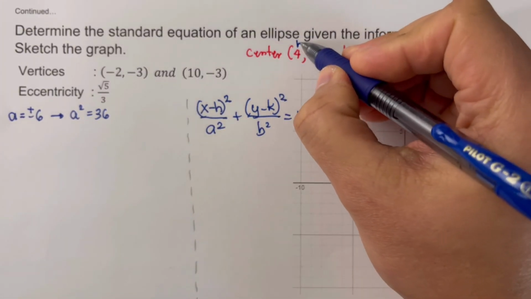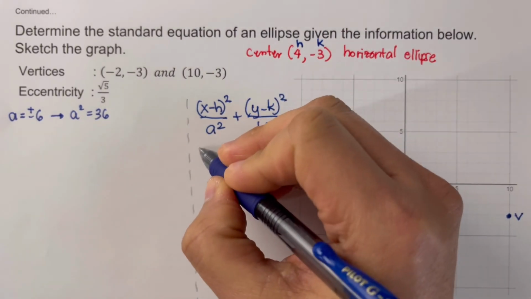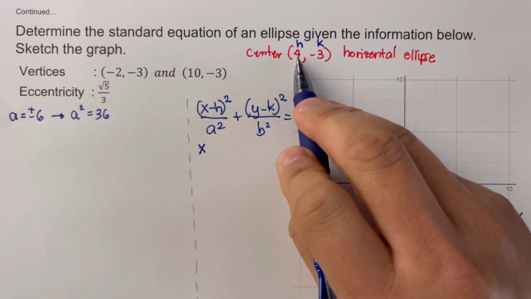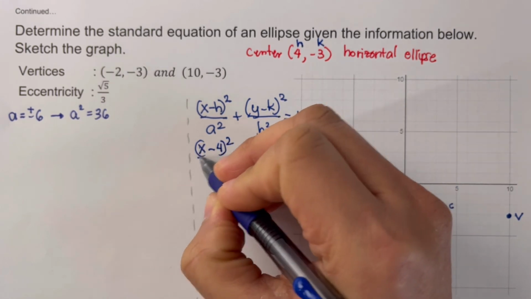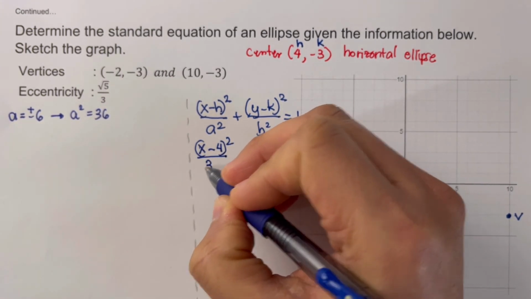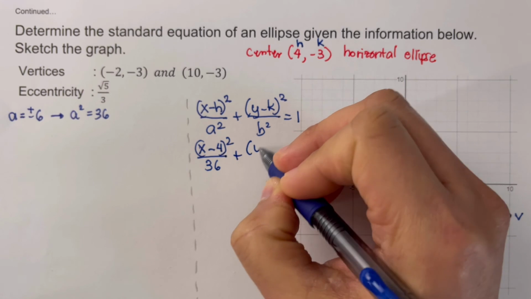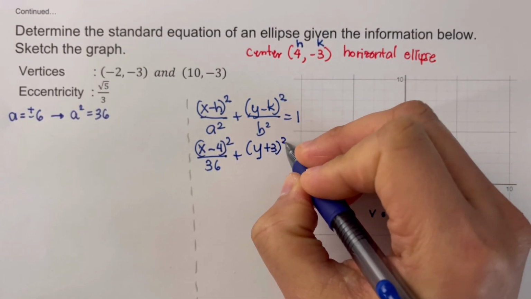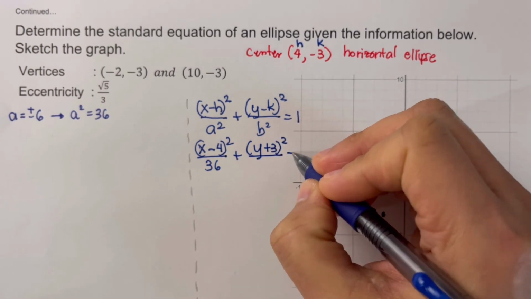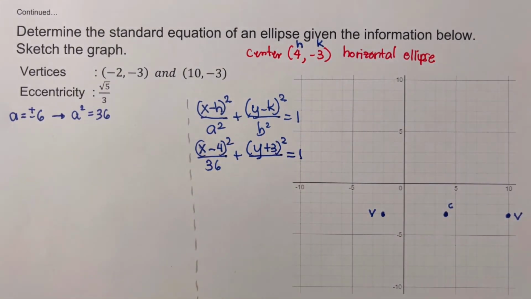Remember, this is our h, this is our k. So this comes out as x, this is a plus 4, so it comes out minus 4 squared over our a squared, which is 36, plus y, this is -3, so that would become a plus 3 squared over our b squared, which is missing, so we keep that blank.